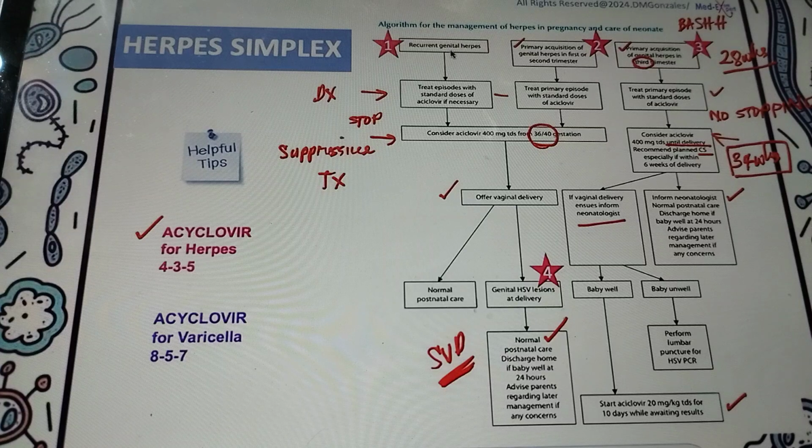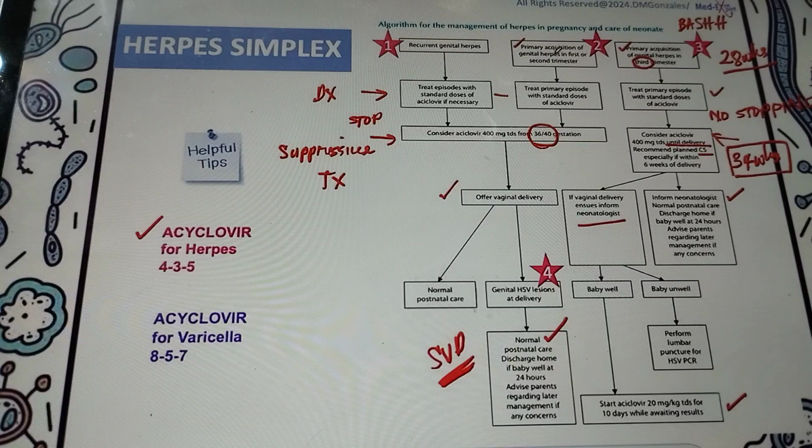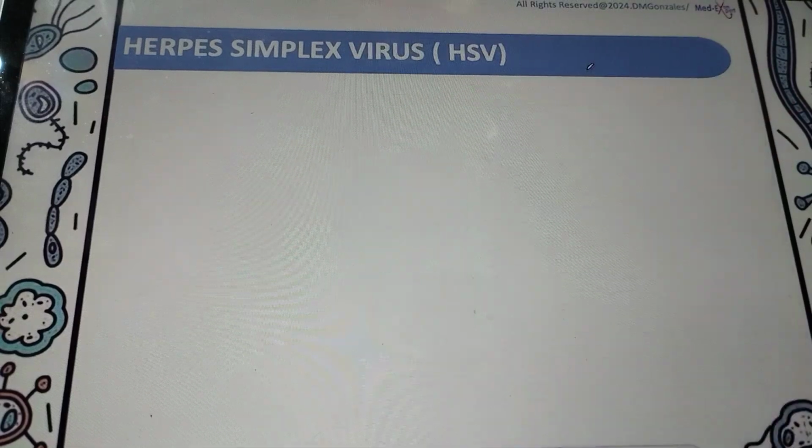So that patient has had treatment, but she still has the lesions, is it? Yes. She can undergo normal delivery because it's a recurrent and she has already taken acyclovir. Yes, she has already taken acyclovir. Thank you, ma'am. Welcome. Okay, so guys.